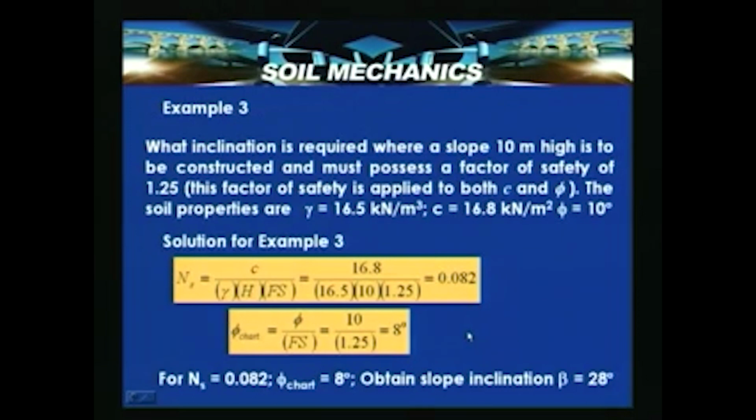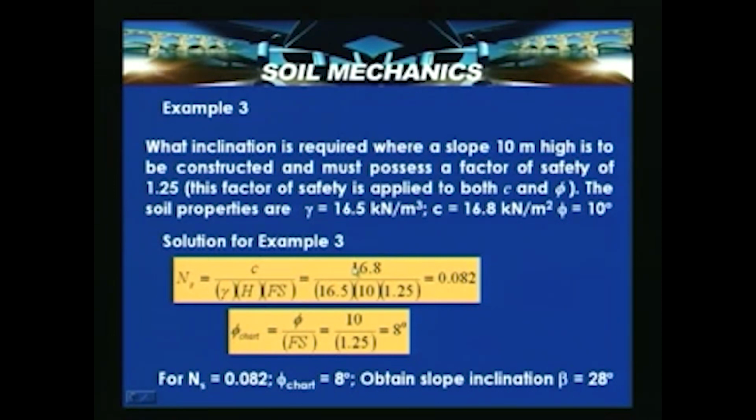Now, consider another example, example 3. What inclination is required where a slope 10 meters high is to be constructed and must possess a factor of safety of 1.25? So, this factor of safety is applied to both C and phi. The soil properties are gamma equal to 16.5 kilonewton per meter cube, C equal to 16.8 kilonewton per meter square, and phi equal to 10 degrees.